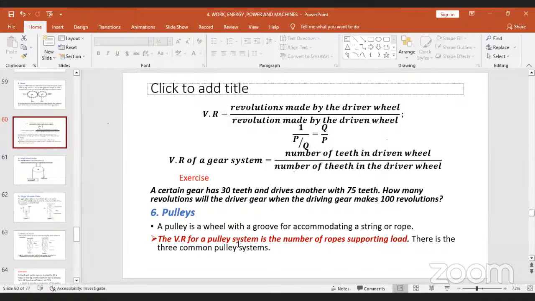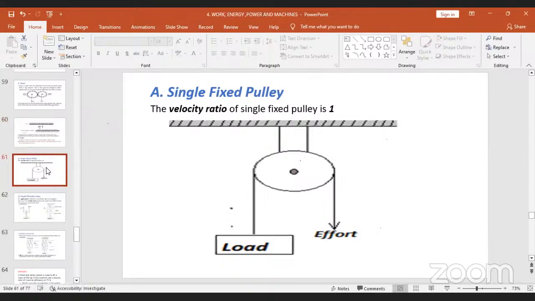Now, the velocity ratio of a pulley system is the number of ropes supporting the load. That is very important. Normally, when you're determining velocity ratio on a pulley, you count the number of strings that are supporting the load, or what we call the number of strings under tension in lifting the load. If you are able to identify the number of strings under tension when lifting the load, then you are headed in the right direction. So we have the first type of pulley, a fixed pulley.